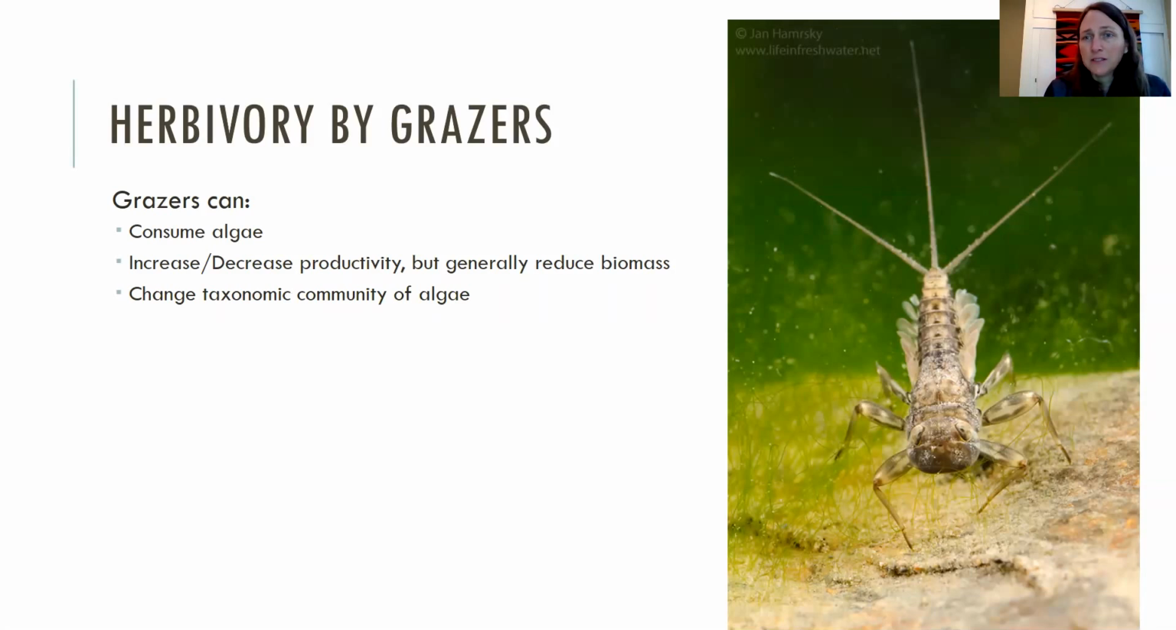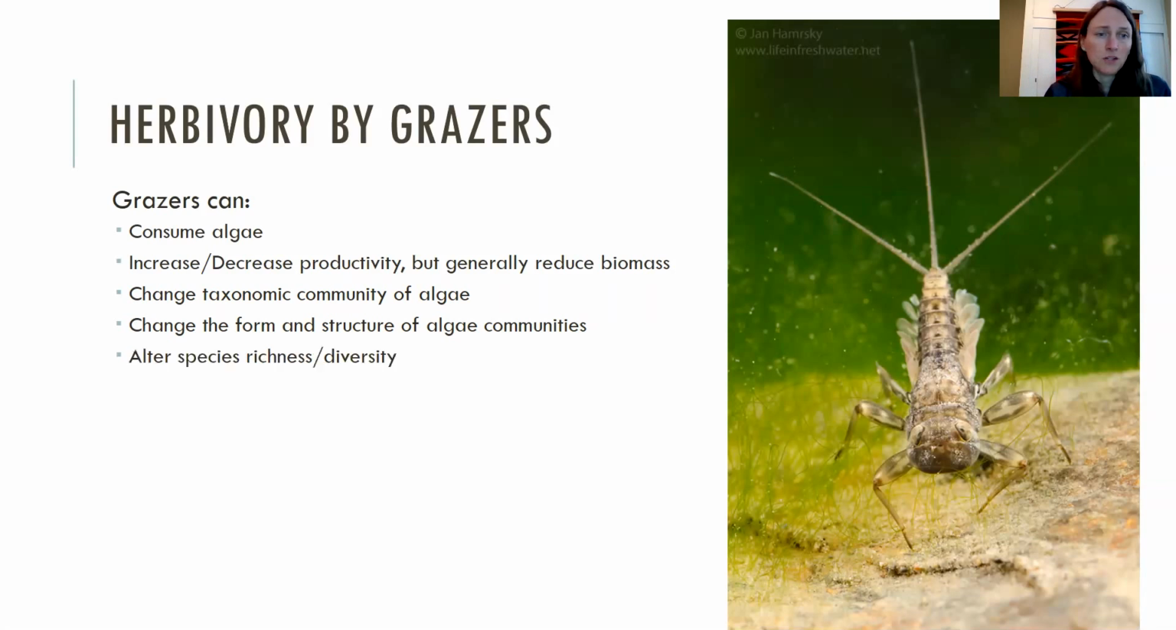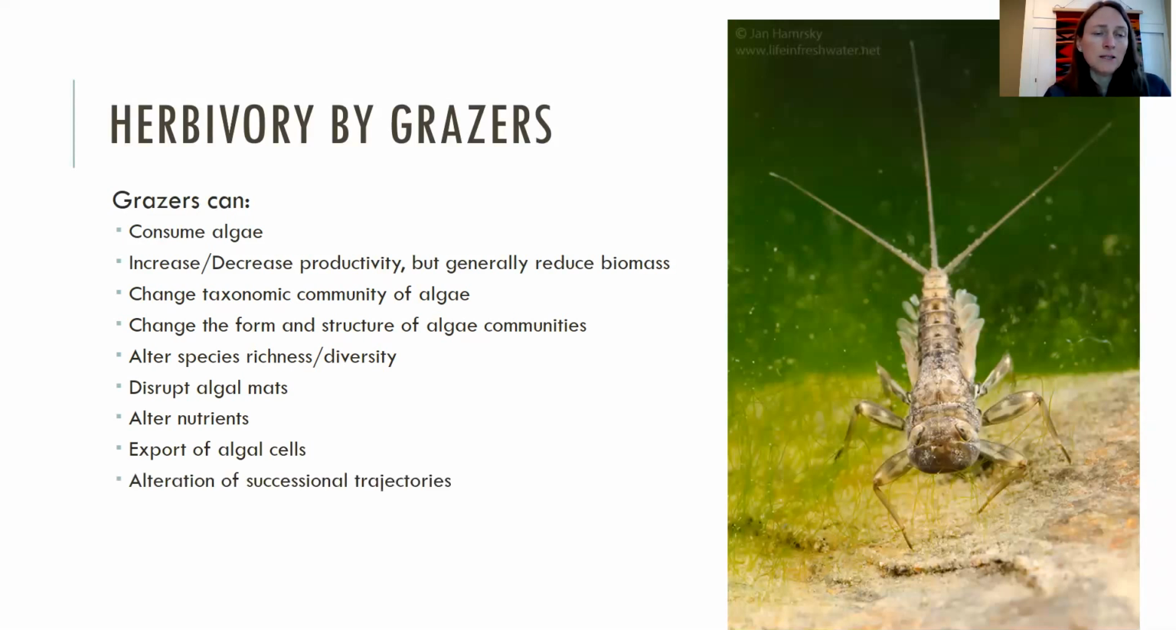They can selectively feed on different types of algae, which can change the taxonomic community of the algae on stream bottoms. They can change the form and structure of algal communities. So by taking selectively, say, maybe filamentous forms or other types of forms, they can change how that community is structured. They can alter species richness and diversity of the algae. They can disrupt algal mats, send them downstream. They can alter the nutrient concentrations of streams through their algal grazing, and they can export algal cells downstream too for collector filters, collector gatherers.